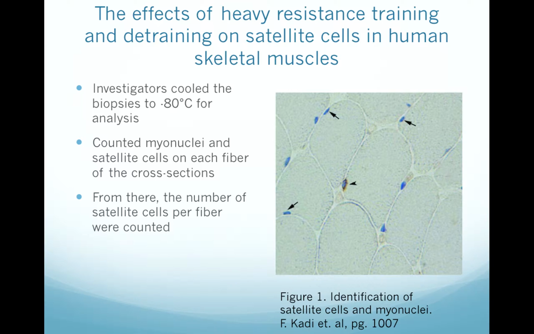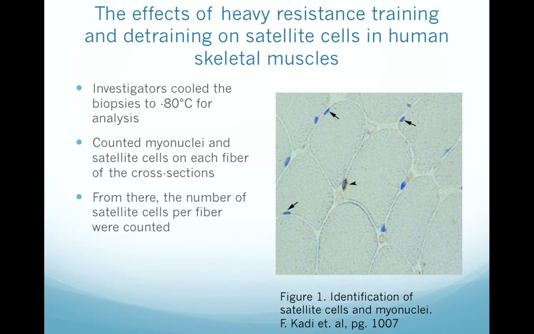So the investigators cooled the biopsies to about negative 80 degrees Celsius for the analysis, and they had cross sections that were cut at about negative 20 degrees Celsius, and they counted myonuclei and satellite cells on each fiber from these cross sections. And from there, they counted the number of satellite cells per muscle fiber.